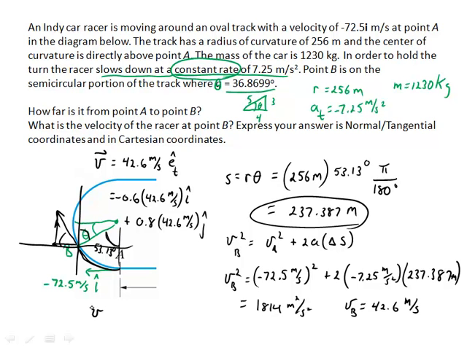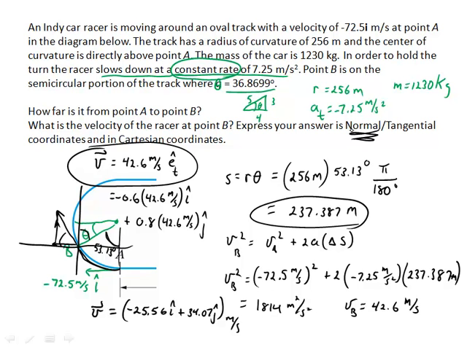So my velocity then is going to equal minus 25.56 in the I, plus 34.07 in the J meters per second. So here's my normal tangential. Velocity is only ever in the tangential. You will never have a normal component to velocity. And here's the XY Cartesian, if you will, velocity.